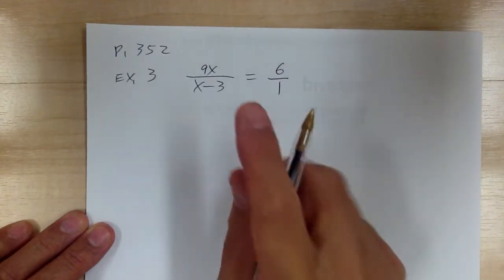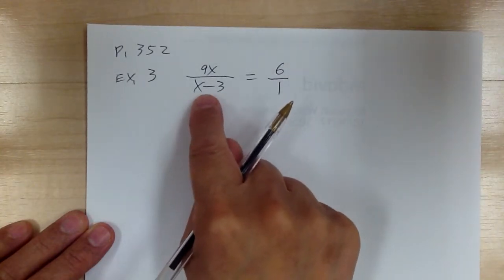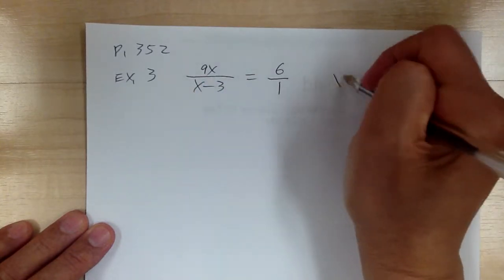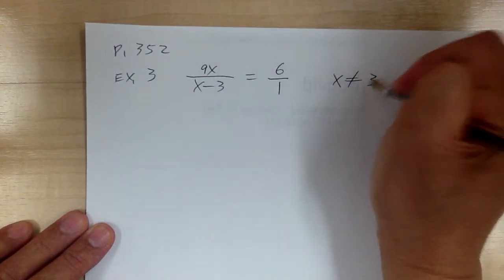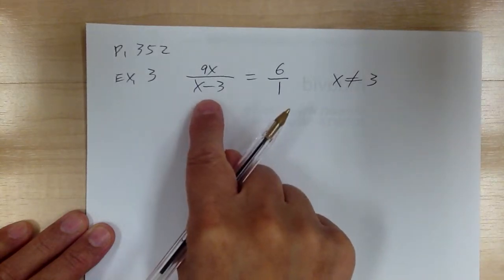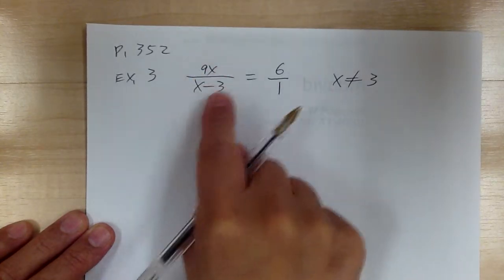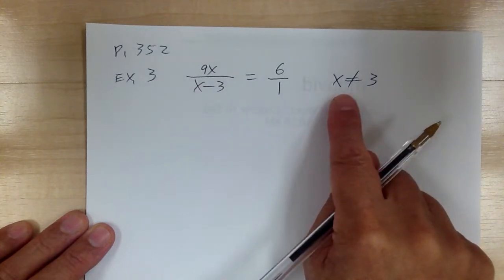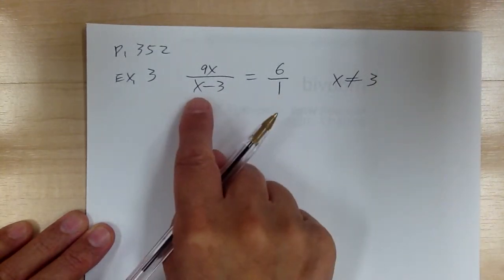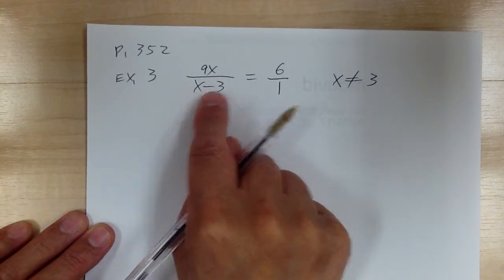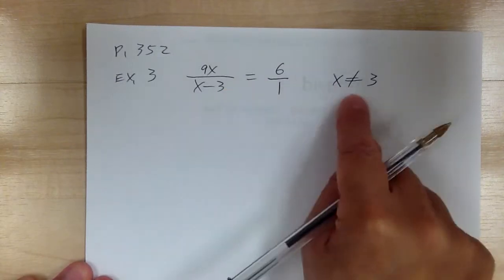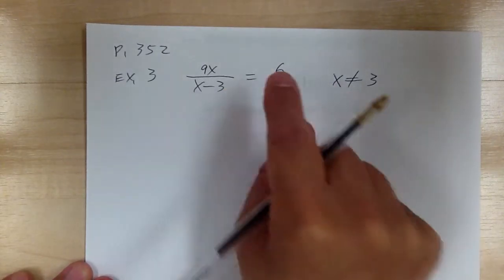But before you do that, you have to look, there's a variable in the denominator. That means you have an excluded value. So x cannot equal 3. You have to make a note of that. Once you solve for the answer, if x equals 3, you have to cross it out. x cannot equal 3 because if x equals 3, then you get 3 minus 3, which makes this equal to 0, and that's not allowed, right? So make a note of that first before you do anything.